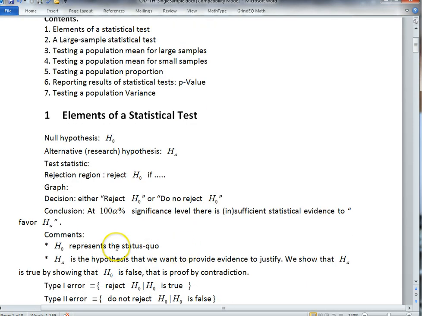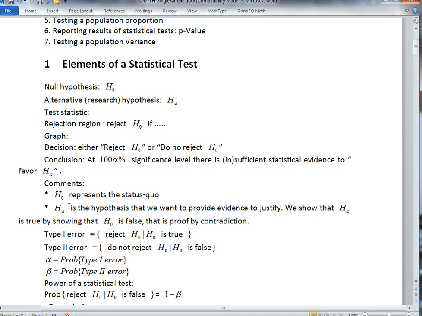So that's how the rejection works. And we have to keep in mind that in this case, H0 represents the status quo. The alternative represents the hypothesis that we want to provide evidence to justify. Typically, we state what we want to prove under the alternative. The idea of this hypothesis testing is we try to show that HA is true by showing H0 is false, cannot be true. That's like a proof by contradiction. Since this cannot be true, then this has to be true.